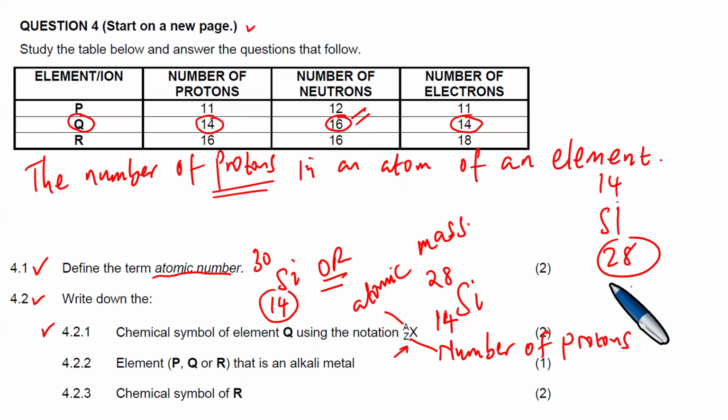Or you can use the periodic table of the elements, which says the atomic mass is 28, but the number of protons is 14. So you have 14 and 28 there. And this is silicon from the periodic table of the elements.